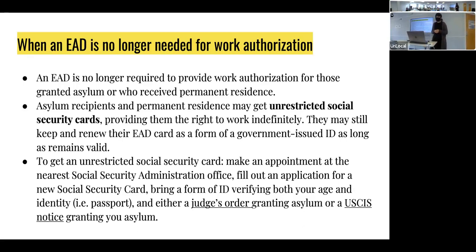I'm going to go over briefly what an unrestricted Social Security card looks like. To get one, you're going to need to make an appointment with the nearest Social Security Administration office and fill out an application for a new Social Security card. You're going to need to bring a form of ID that verifies both your age and your identity, and in most cases, a passport will suffice. But there is additional information on what other forms of evidence can qualify for both categories. And you're going to need either a judge's order granting asylum if your case was in the immigration court, or a USCIS notice granting you asylum if your asylum case was with an asylum office.